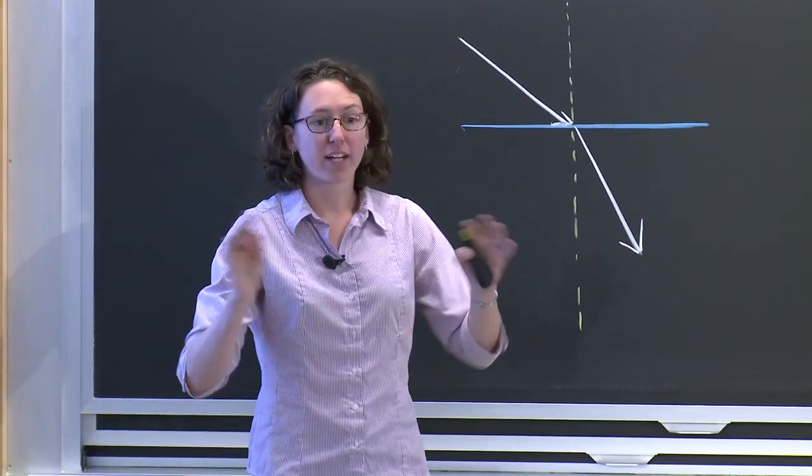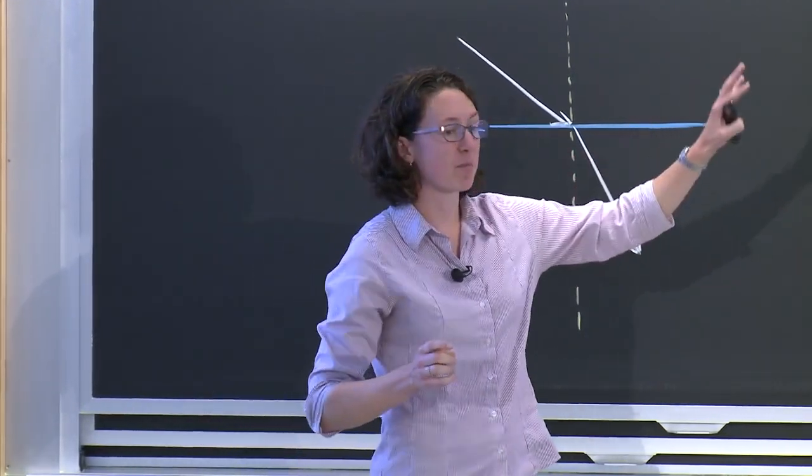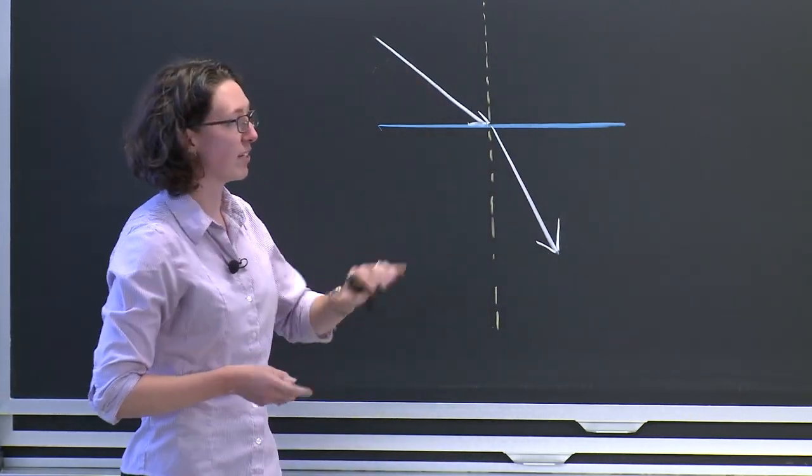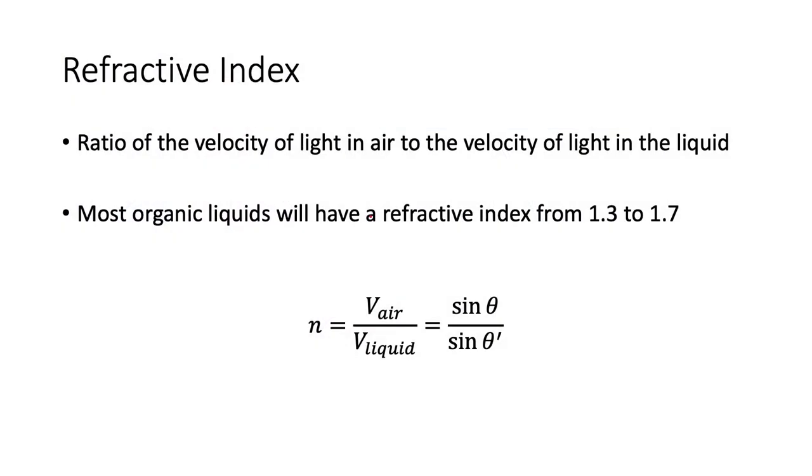So all of our organic liquids, like I said, you're going to be separating your oil into 2 other oils. So we'll have liquids, which means that they will have refractive indices as well. And most organic liquids will have a refractive index somewhere from 1.3 to 1.7. And the way that you calculate that is it's represented as N. And you can either do the ratio of the velocity of the light in the air to the velocity of the light in the liquid, but that is hard to measure.